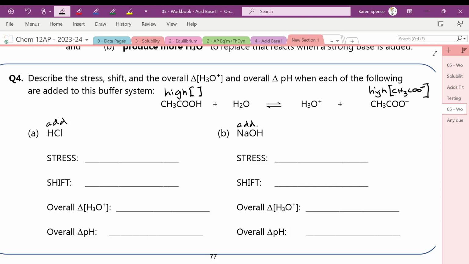Yeah, they're high. Yeah, and we're assuming we add a small amount of HCl to our high concentration and a small amount of the NaOH. No buffer system can buffer forever. If you threw in a liter of HCl, it would just overwhelm the buffer.